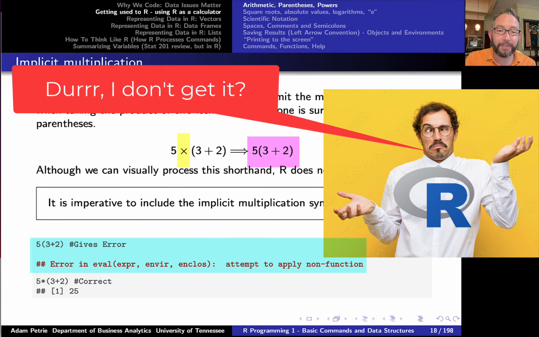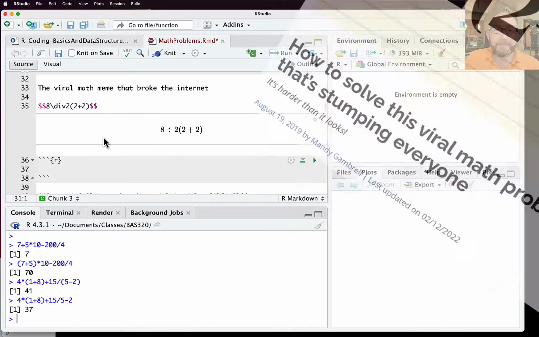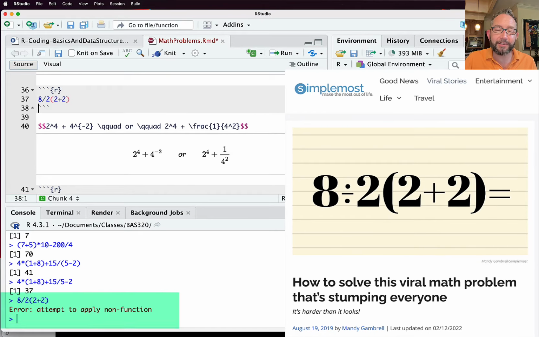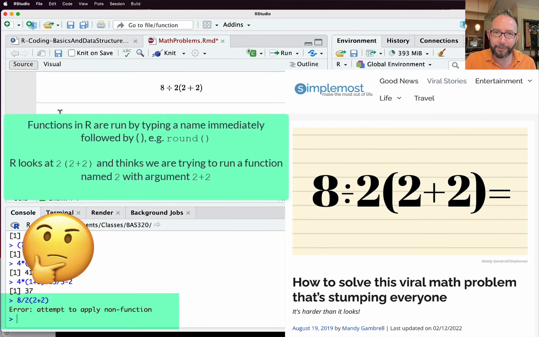Now, we can see that with this example here, with this viral meme that kind of broke the internet. You might remember the math equation saying, hey, what does this evaluate to? And people just could not come up with the correct answer because they had forgotten PEMDAS rules here. Now, if we were to just try to put this in R, 8 divided by 2, and then 2 plus 2 in parentheses here, what's going to happen is that R is going to come back with an error saying, hey, attempt to apply a non-function.